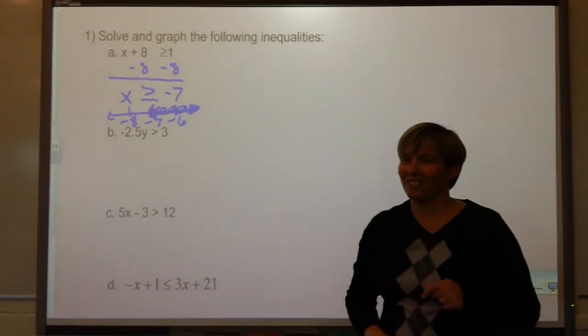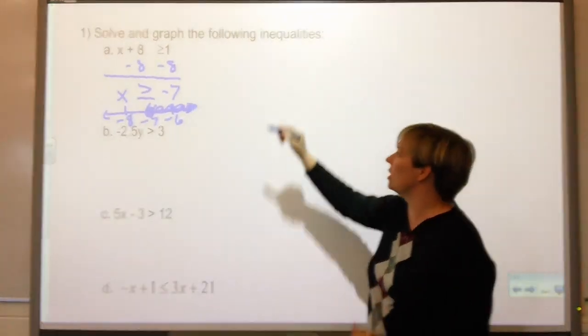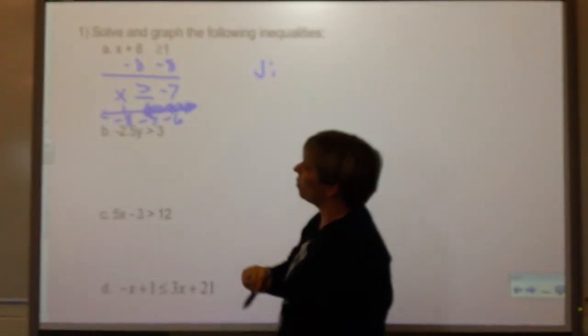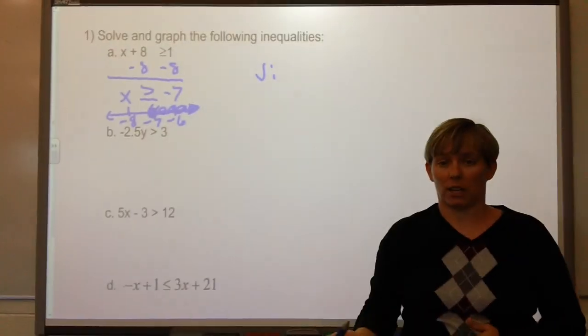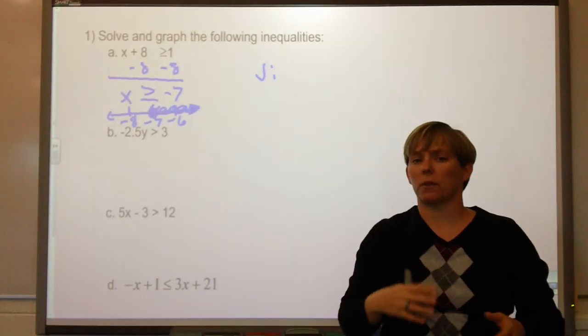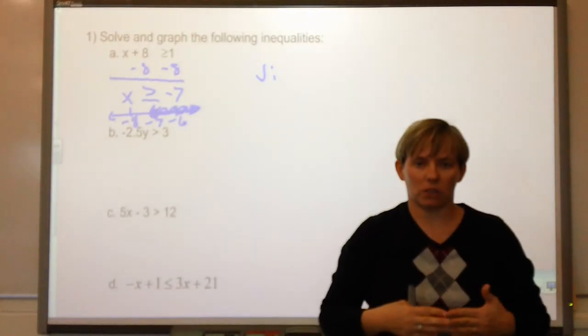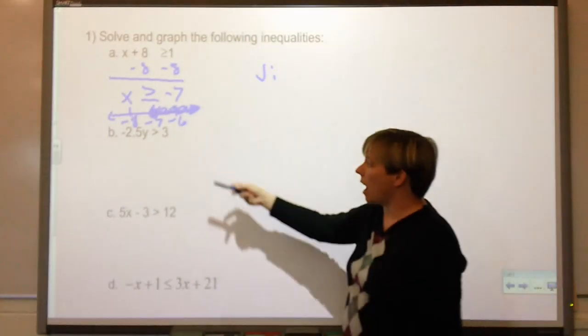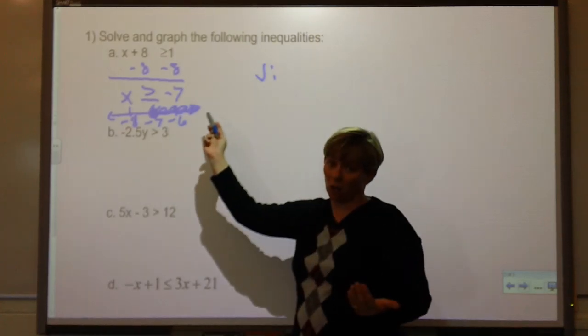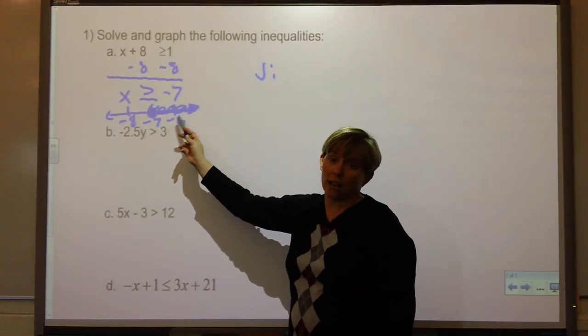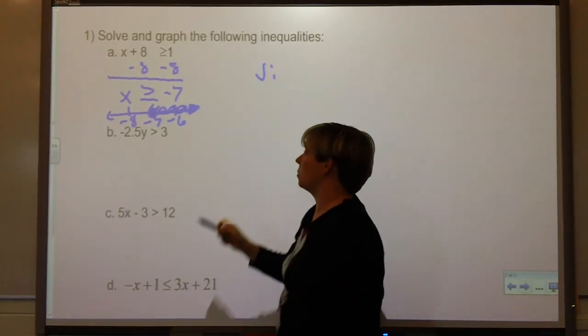I can check these, and you know what I say, if you can check them, you should. So pick a number that's greater than or equal to negative 7. You don't want to choose the number that's equal to because that's going to be equal regardless of your inequality. So pick a number farther down the line. I notice since I'm going this way, 0 is certainly in my solution set, and so 0 would be the easiest one to plug in.